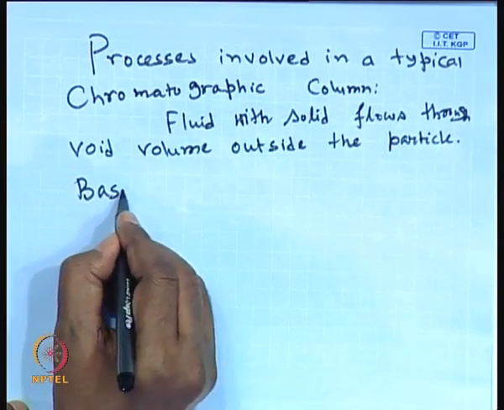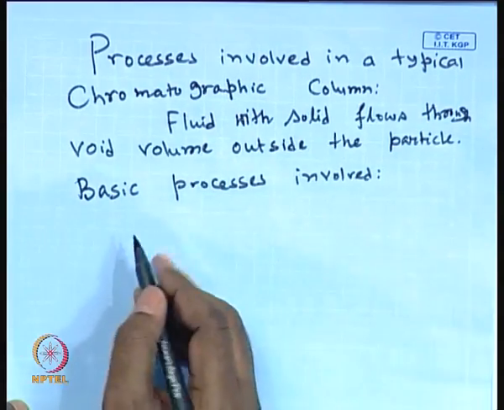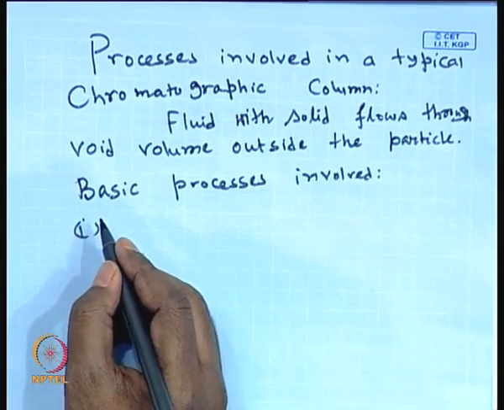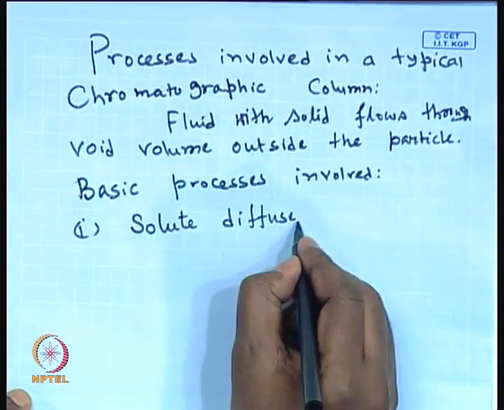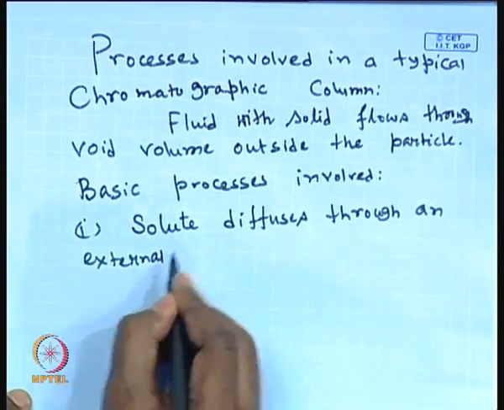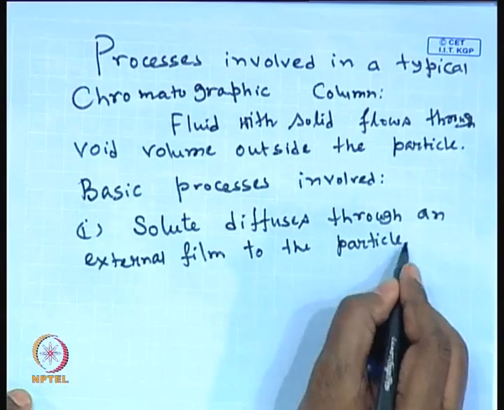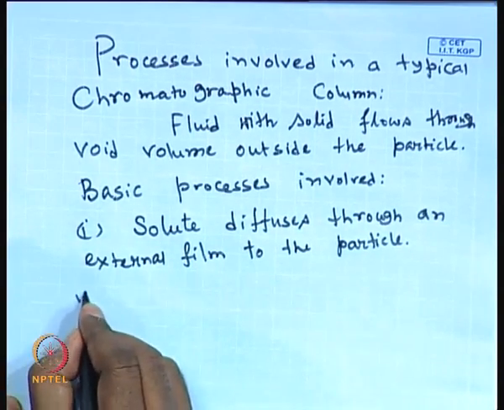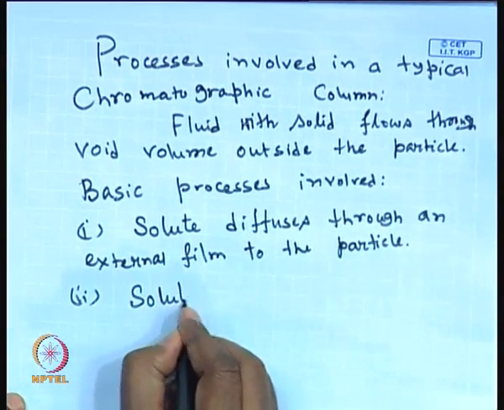Now, the basic processes involved in this transport are given below. Number one is that the solute diffuses through an external film to the particle. Solute may get adsorbed on the external surface or diffuse through the stagnant fluid into the pores. Okay. So there may be solute adsorption on the outer surface of the particle, or it may go into the inner pores of the particle itself, because the particle is porous.